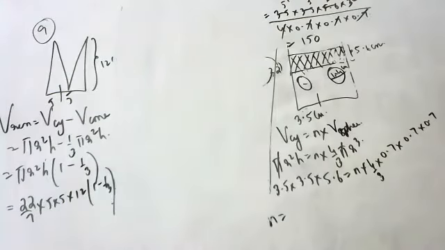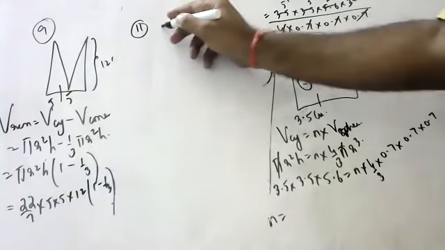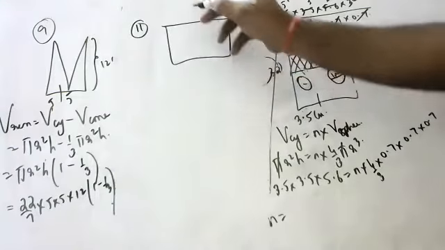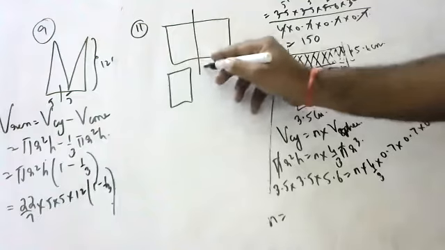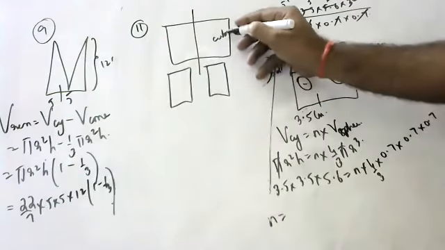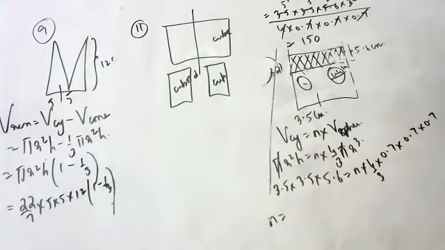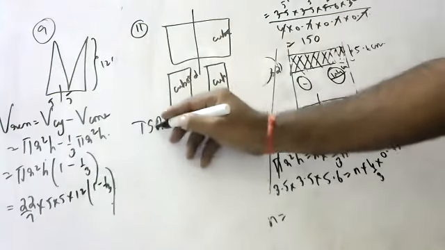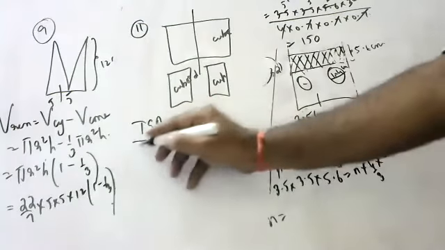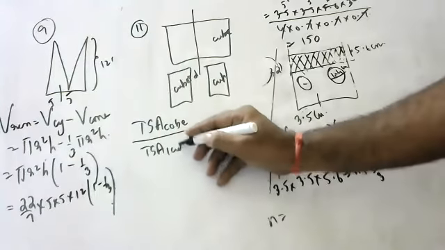Next, Redney is there. Yes, sir. A solid cube is cut into two cuboids of equal volume. This is a cube, and these are cuboids. The question is, what is the ratio of TSA of the original cube to TSA of any one cuboid? This is the question.